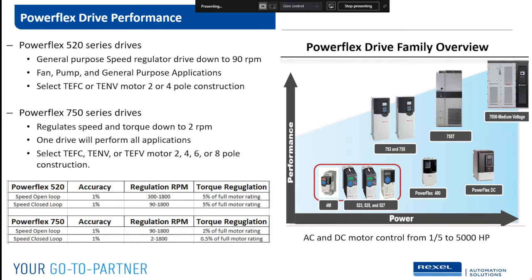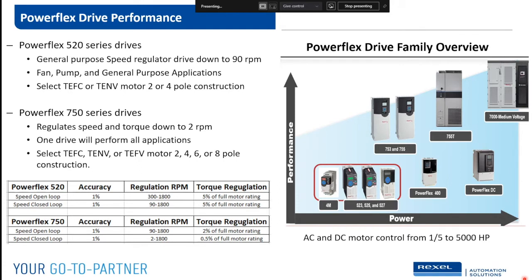As you look at this picture on the right, the portfolio, we have a drive that goes up to 5,000. Actually, we have a 10,000 horsepower drive, which is our medium voltage, all the way down to the 4M, which is fractional horsepower. But we're going to concentrate on these two due to time constraints. So the 520 series is a general purpose speed regulator. We can regulate speed down to 90 RPM with an encoder. Without an encoder, we can regulate speed to about 300 RPM. Great general purpose drives for fans, pumps, conveyors, things that aren't heavily loaded.